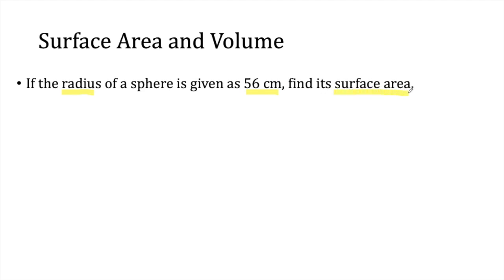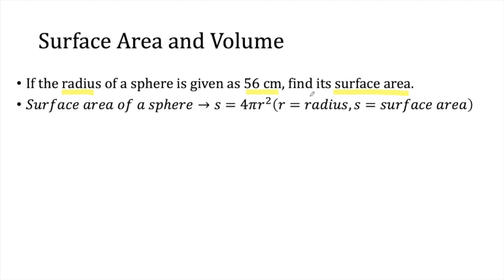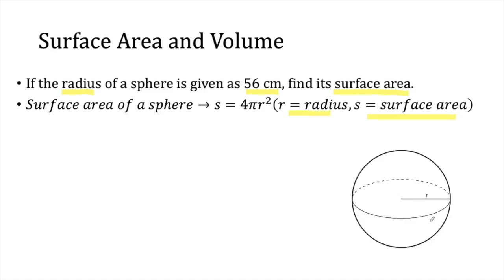So just like for the cylinder problem, there is a formula for the surface area of a sphere, and that is S = 4πr², where r is the radius of the sphere and S is the surface area of the sphere. So the surface area would be 4 times pi times the radius squared.